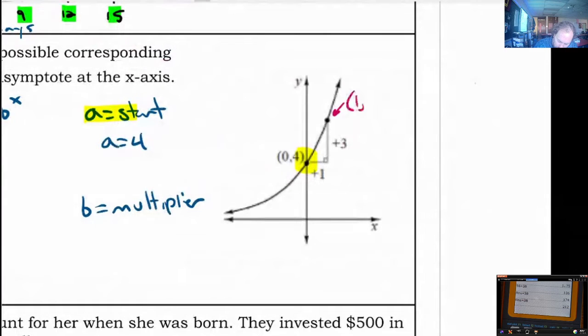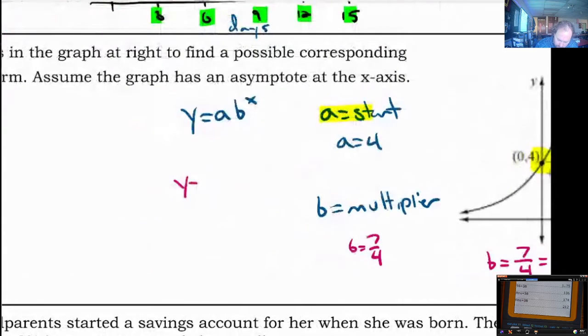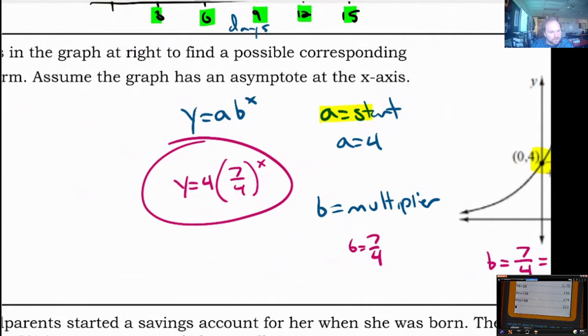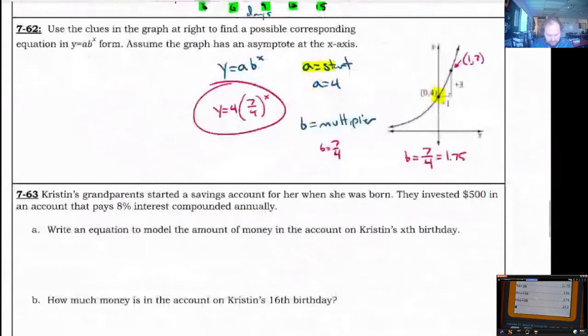The multiplier is whatever number you multiply 4 by to get to that point. That is the point (1, 7) right there. So what I think you should do in this problem to find the b is take the 7 and divide it by the 4. And honestly, I wouldn't even go any further. I know this is 1.75, but who cares? Let's just use 7/4. Because I know that 4 times 7/4 is 7. So the equation will be y equals 4 times 7/4 to the x power. And that's all she wrote there. Pretty cool.